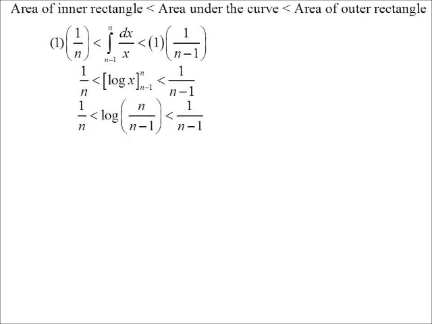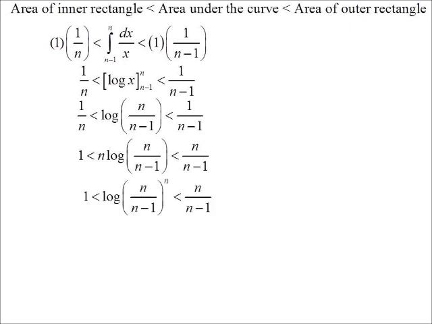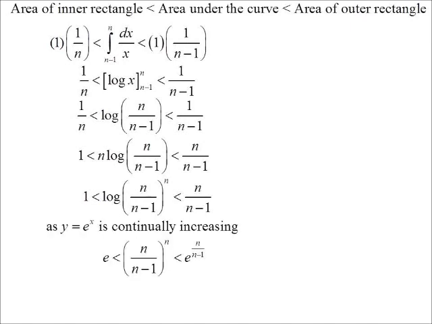Now, what we're trying to prove didn't involve log, it involved exponentials. So what did I do from here? Well, I've multiplied everything by n, basically. So it becomes 1 is less than n log(n on n minus 1), which is less than n on n minus 1. Then in the middle I can use my log law, bring the power in. And now I'm going to exponentialize all three terms.